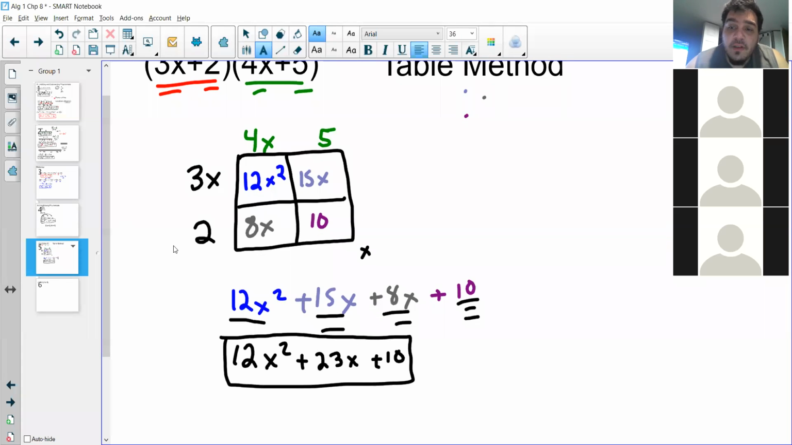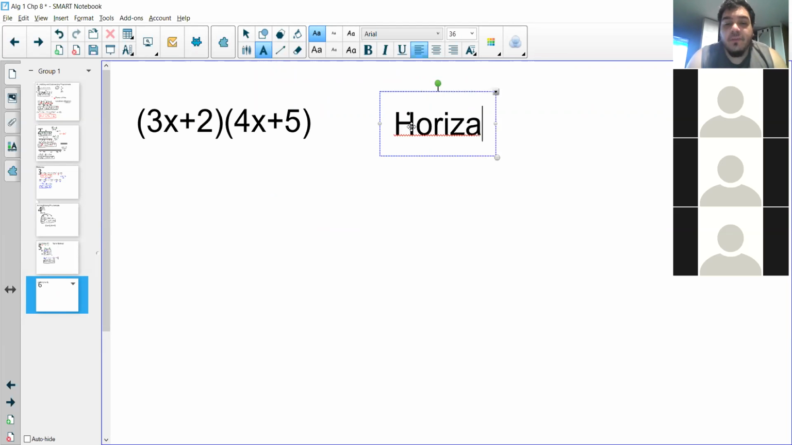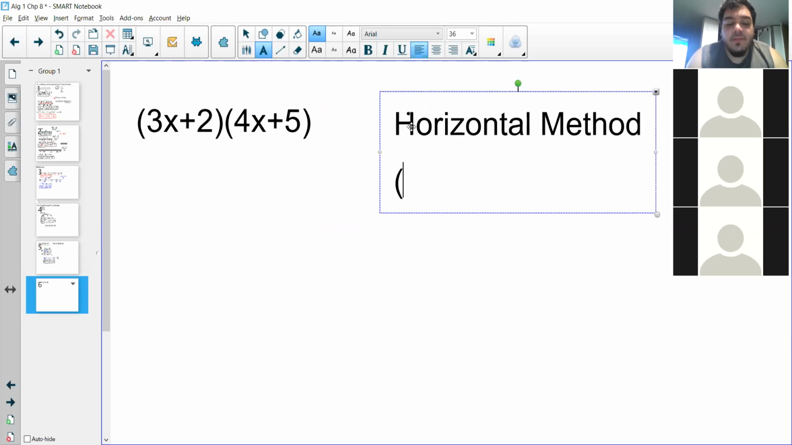Just copy this now. Take a photo with your phone and copy it later if that's necessary. Get that down. If you don't have it, copy it from someone who does. We're going to our next method. Our next method is the horizontal method, also known as the arrow method.